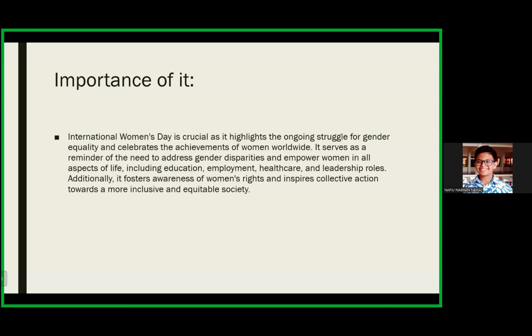And there are many women doing different types of professions and creating opportunities for their families. It also serves to address gender disparities and empower women in all aspects of life, including education, employment, healthcare, and leadership roles. A story from Bangladesh that also shows this is Begum Rokeya, who was a woman.